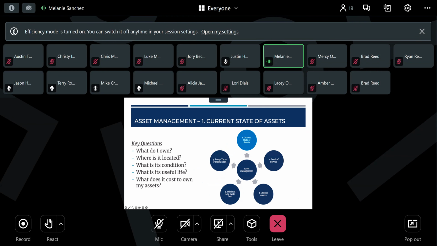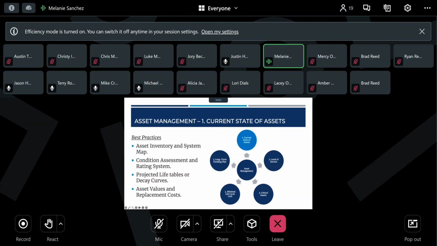So the first step in effectively managing our assets is understanding their current state. We acknowledge that sometimes gathering precise data can be challenging, but that shouldn't deter us, right? Over time, as we rehabilitate, repair, or replace our assets, our inventory becomes much more accurate. So to begin, we want to ask ourselves some questions. What assets do we own? Where are these assets located? What's their current condition? How much useful life do they have left? And what's their estimated value?